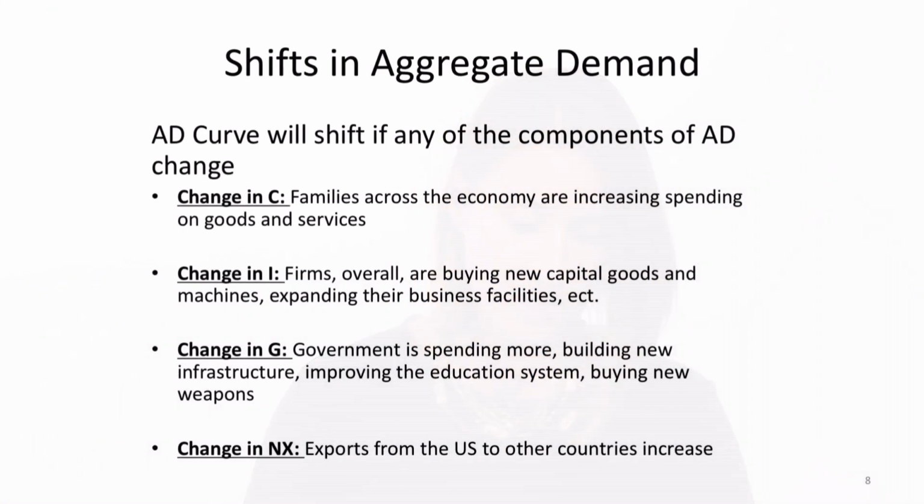So let's take a look. Changes in consumption are going to come from a situation where families across the economy are increasing spending on goods and services. This would cause an increase in our aggregate demand. So there's some factor in our economy that's changing that's causing households overall to increase their spending on goods and services. A change in investment would reflect that firms overall are buying new capital goods and new machines. They're trying to expand their business facilities. Therefore, this is also telling us that we would have an increase in aggregate demand at every price level.